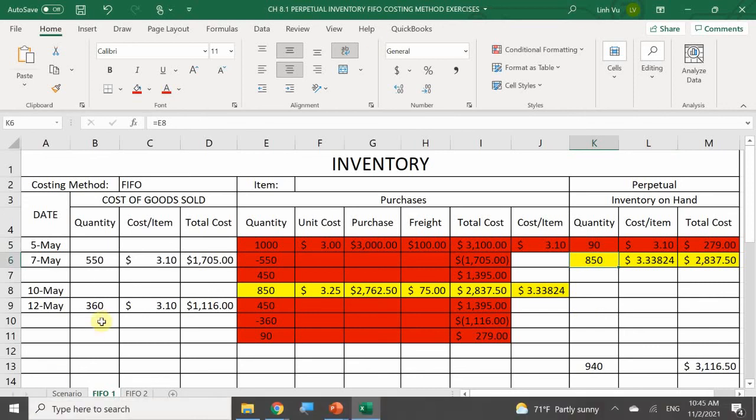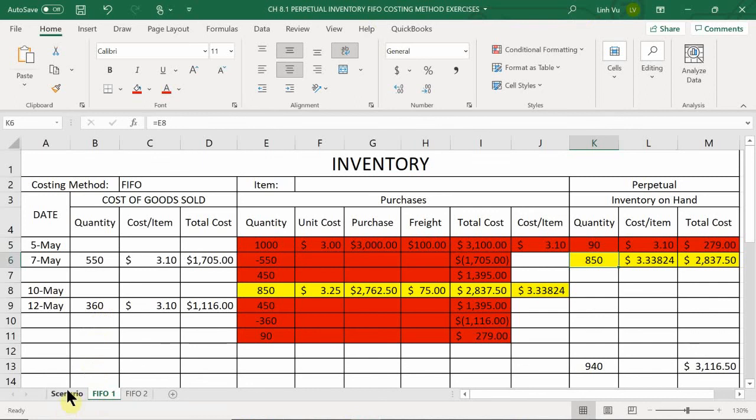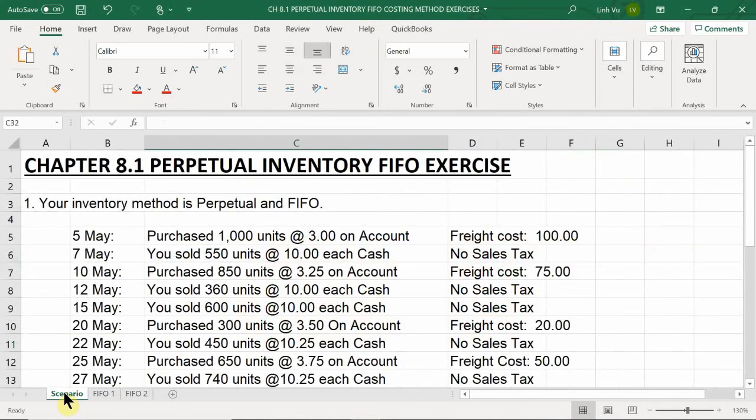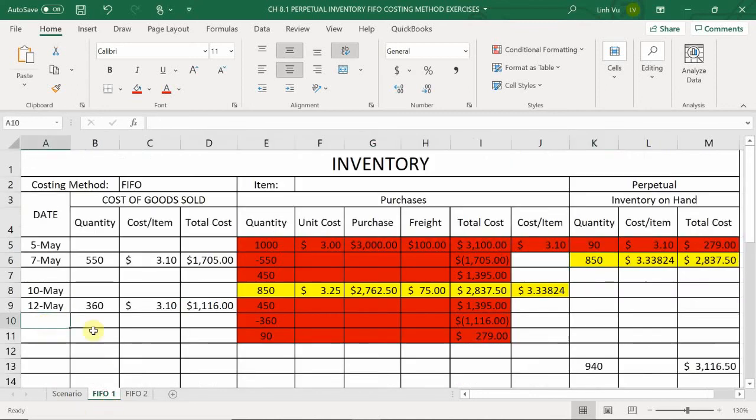Is everyone with me so far? Yeah. Okay. Yes. All right, so let's move a little quicker then. So now on May 15, you end up selling 600 units. Okay, so May 15, find a blank area, May 15, we end up selling 600 units.